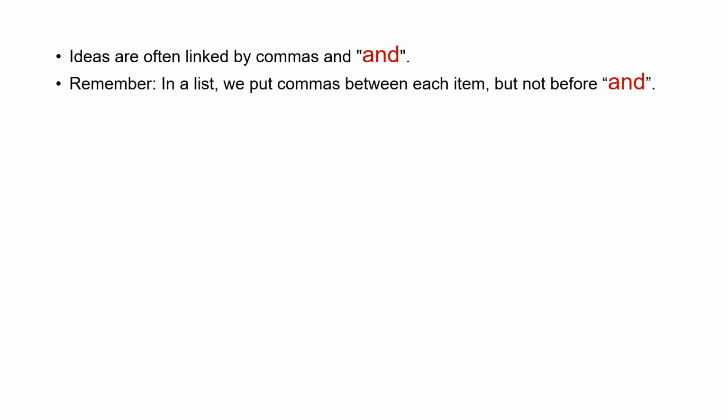Remember that in a list we put commas between each item but not before and. Let us look at as an example. We ate bread, butter and jam for breakfast. Bread, butter, jam, these are all in a list of things I ate for breakfast. I put commas between bread and butter and the last item is jam, so I just put an and to connect them. There is no comma before an and.